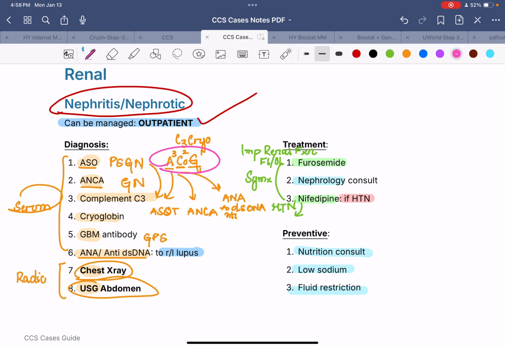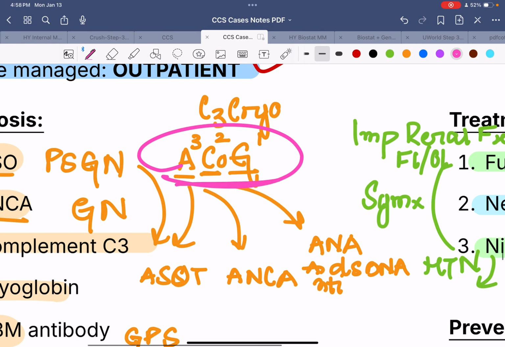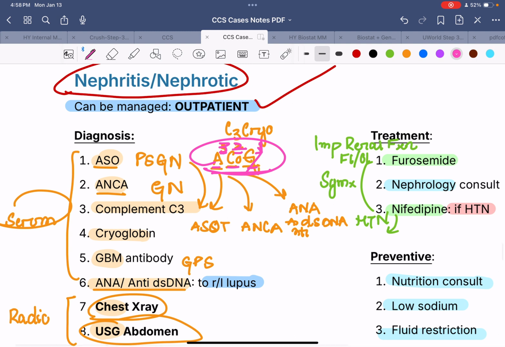So my mnemonic for them is American College of Gynecologists, right? I don't know if there is only an American College of only gynecologists, but okay, I have named it such. So A3, C2 and G1. So we're going to go 3, 2, 1: A, C, G, right? So for A, what are the most important causes of nephritic syndrome if you are to think? First of all, it would be PSGN, post streptococcal glomerulonephritis.